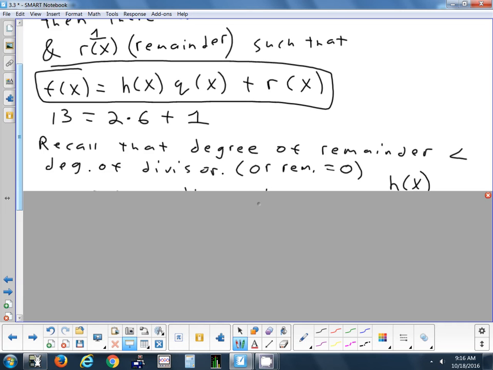All right, so remember, when you do long division, the way that you know you are done is one of two things happens. Either everything cancels out and your remainder is 0, or the degree of your remainder, that exponent, is smaller than the degree of your divisor.